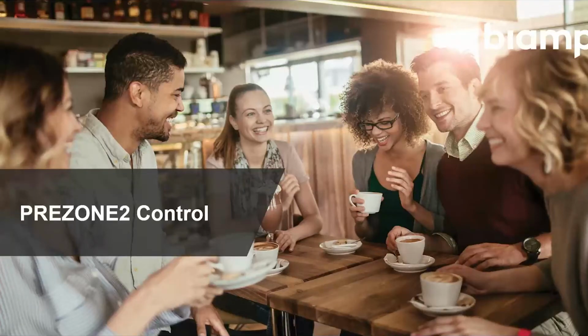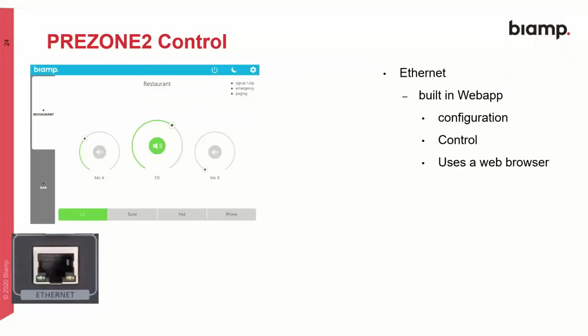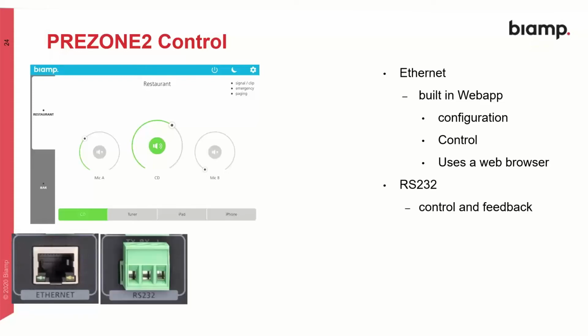So moving on to control of the device, there are various different ways of doing this. The first one is via an Ethernet connection, using the WebApp, which is built into the device. This allows you to configure and control the device, and it uses a standard web browser. So you don't need an app or a special piece of software from us to use this. It literally just uses a web browser, which calls up the web app inside the device.